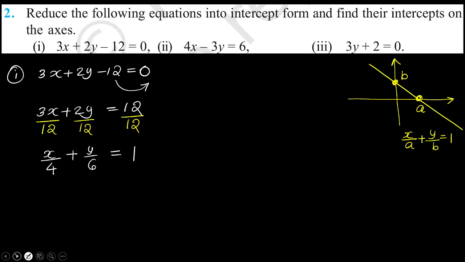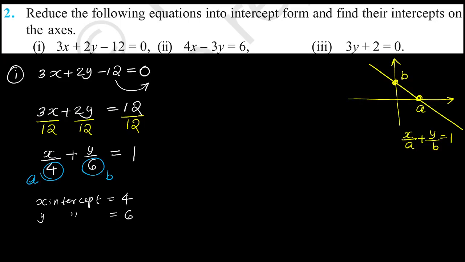Now it is intercept form. The number below x is said to be x-intercept. The number below y is said to be y-intercept. So you can write x-intercept equal to 4. Intercept form is written. Y-intercept equal to 6.